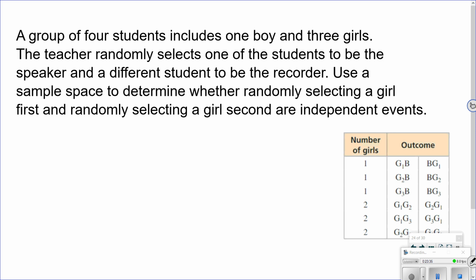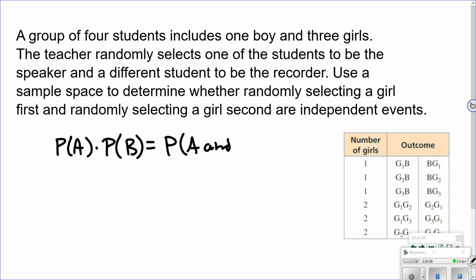It says a group of 4 students included 1 boy and 3 girls. The teacher randomly selects one of the students to be a speaker and a different student to be the recorder. Use a sample space to determine whether randomly selecting a girl first and randomly selecting a girl second are independent of each other. So this is kind of working backwards. If they're independent, then remember the probability of A times the probability of B has to equal the probability of A and B. So we can kind of use this to test to see if they're independent or not.